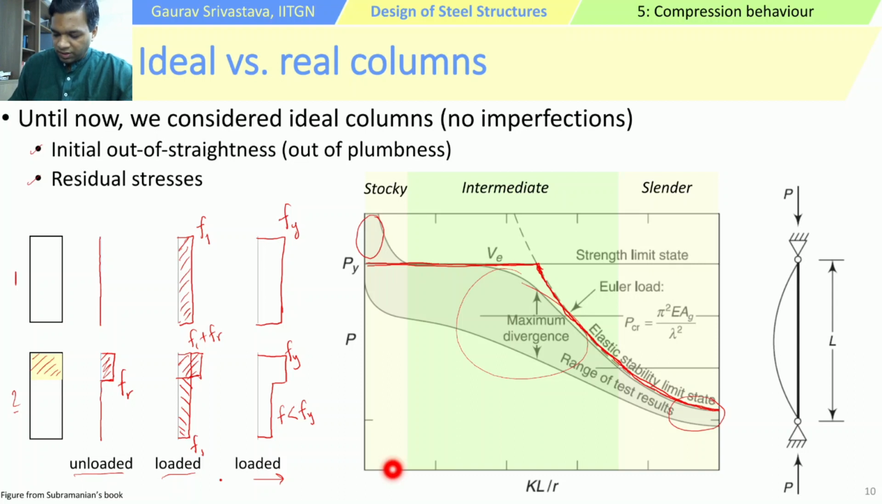Right? And so for this region, what we see is that the actual capacity of the member, the elastic capacity, is going to be smaller, right? So the load at which the residual stress portion reaches Fy will be actually much smaller than the load at which the perfect section is reaching Fy. Okay, and this is going to cause reduction in strength. So this is why we see a lot of divergence of the experimental results from the theoretical curves. Okay.